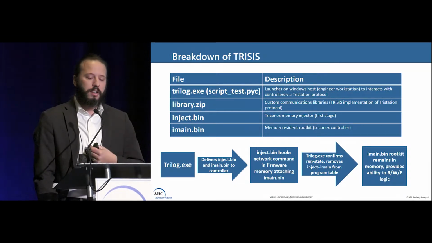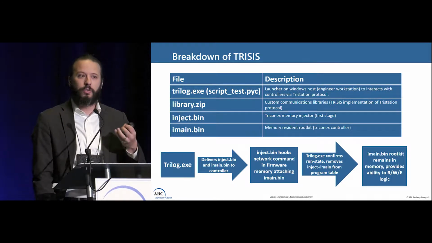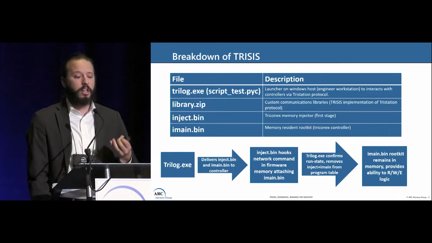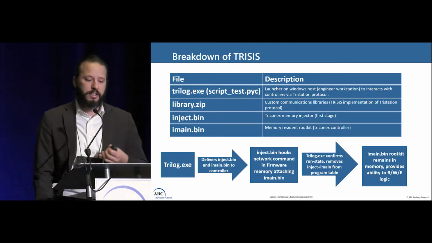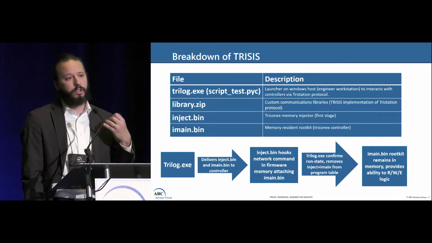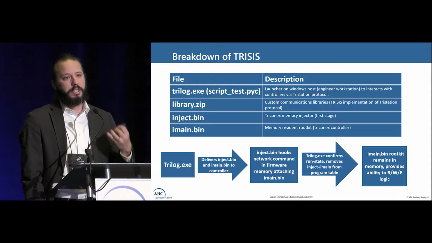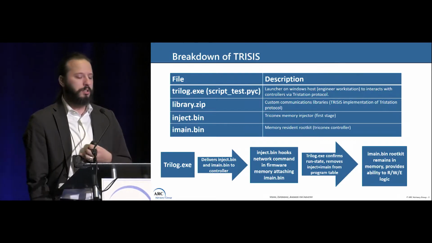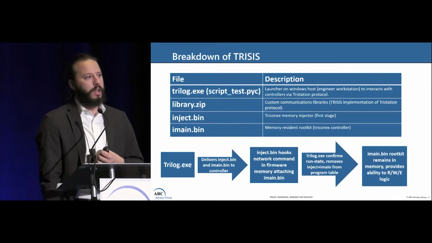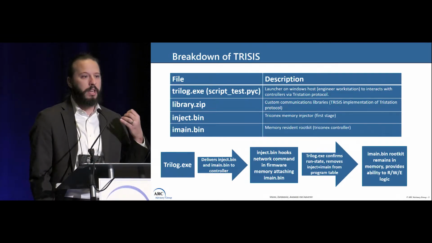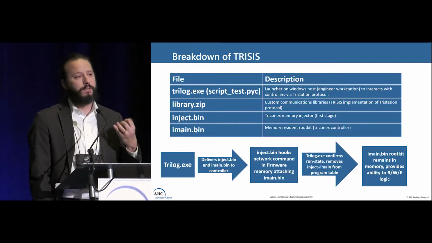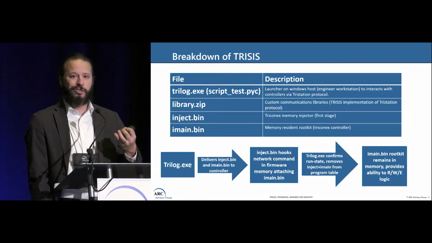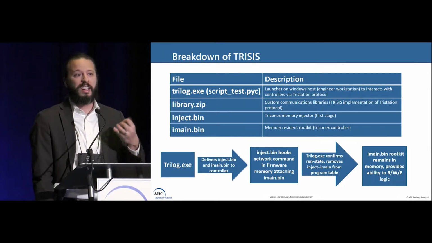Which is interesting in itself, that we kind of call real-world testing of Trisis. But ultimately, trilog and its associated libraries, library.zip, communicate over the TriStation protocol to interrogate and upload new programs to the Triconex controller. The end result of that is that you have rootkit functionality. So when Trisis finishes, it installs a program that's no longer acknowledged by the controller.